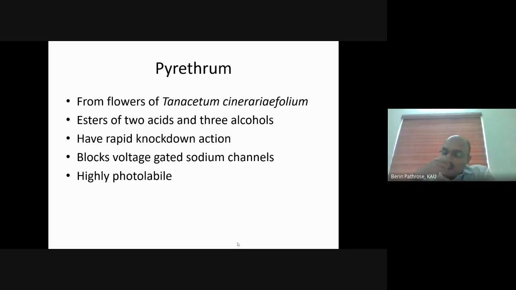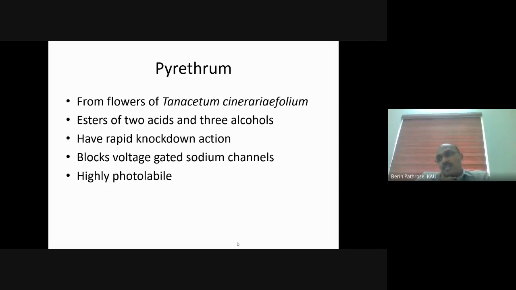I am not discussing it over here. Just understand that the pesticidal molecules are esters of two acids and alcohols. These esters are pyrethrin 1 and 2, cinerin 1 and 2, jasmolin 1 and 2. I will discuss about all this when we discuss about synthetic pyrethroids. And all these are having rapid knockdown action.